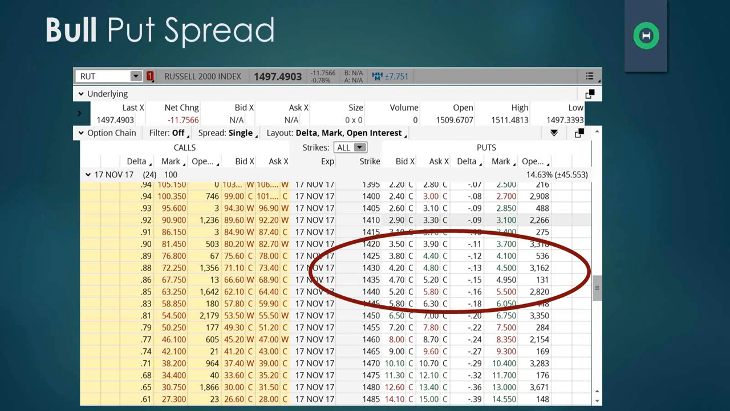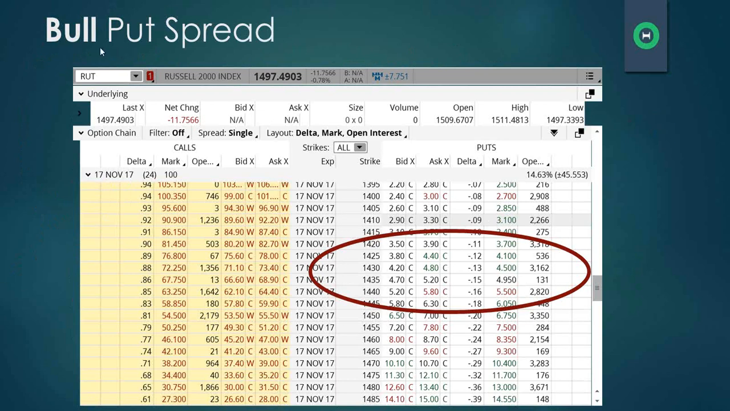So let's go through the construction. First, let's look at a bull put. What I've got here is an option chain. This is for the RUT. And what we're looking at is the option chain for 17 November. And we've got the calls on the left and the puts on the right.